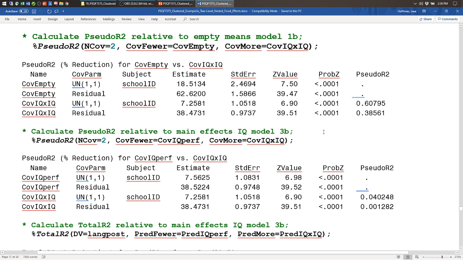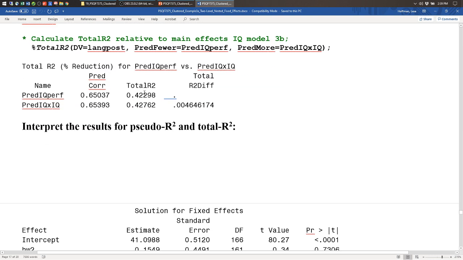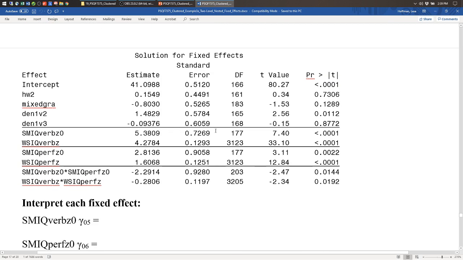All right, so that's effect size. Let's see what happened. Improvement in total R-square of about 0.4%, so our interactions are not huge, but let's find out if they are worth talking about, and indeed they are.